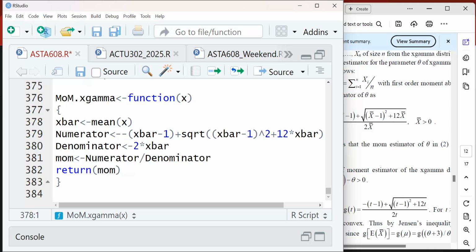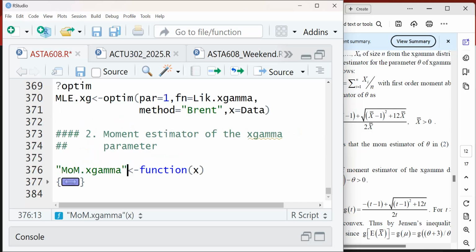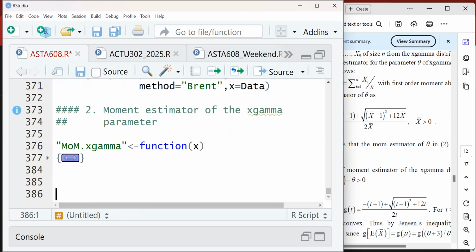Now we have written functions for the maximum likelihood estimator and also the moment estimator. Please run them to make sure that they are working. If they are working, then good, we can move on. The next thing, 3, is generating data from S gamma.